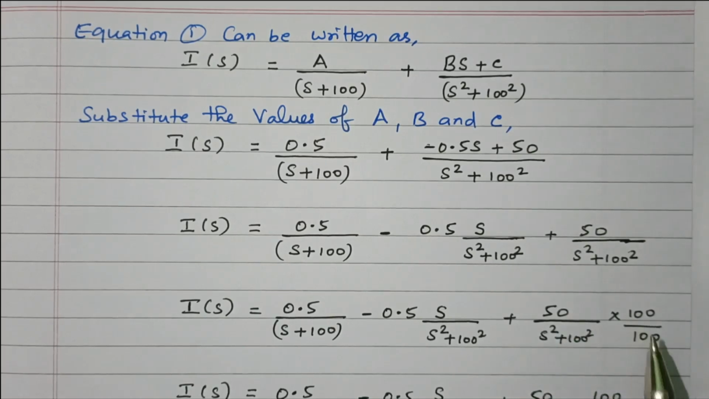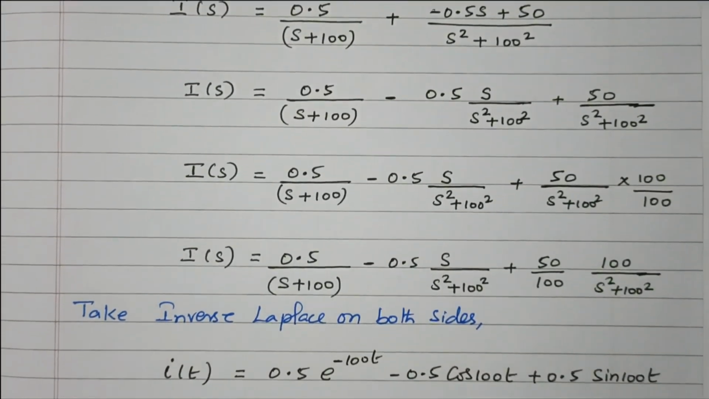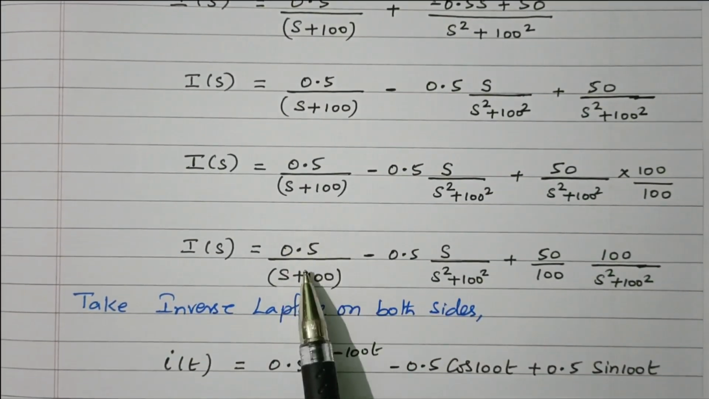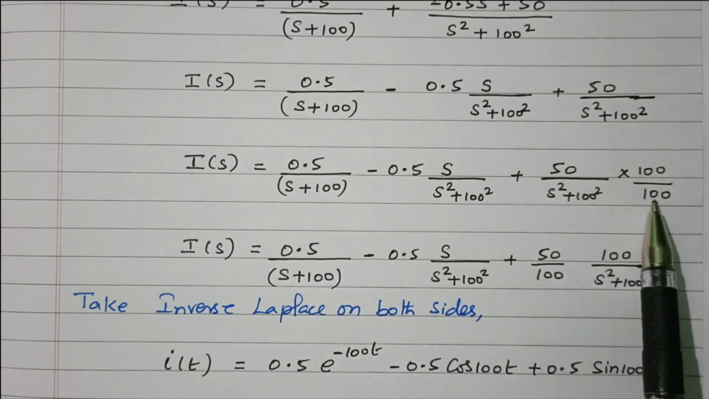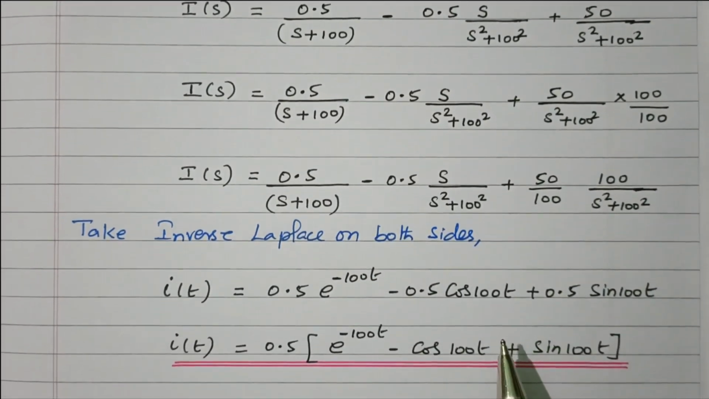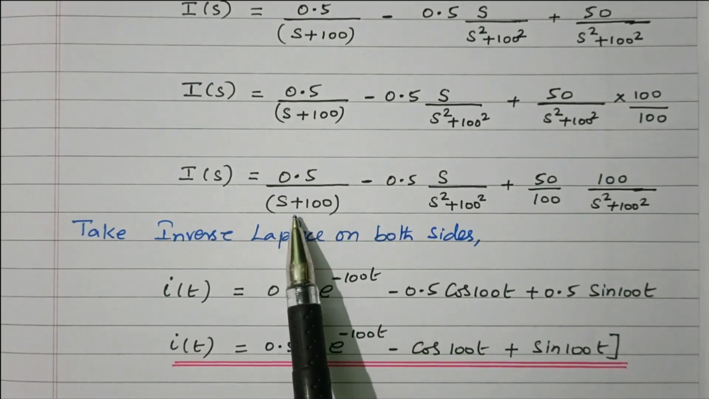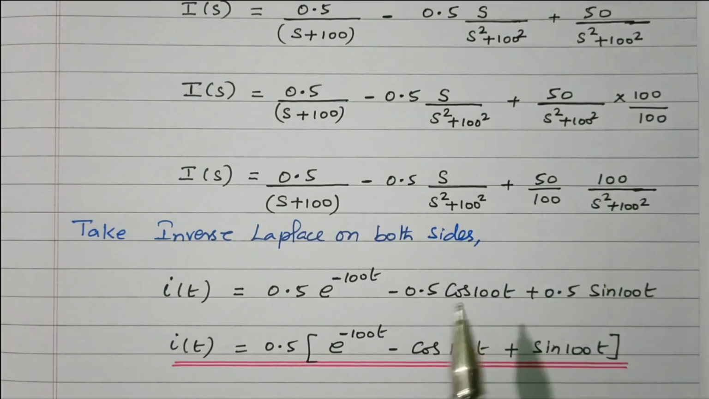Here we multiplied by 100 and divided by 100 in order to bring it to the standard form. So what is available here after multiplying by 100: 0.5 divided by s plus 100, same thing. Here it is rewritten like this: 50 divided by 100 is written, 100 divided by s square plus 100 square. So that we can take the inverse Laplace easily. Right. So the only thing we have done is multiply and divide by 100 and rearrange.